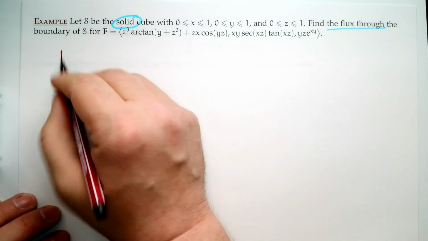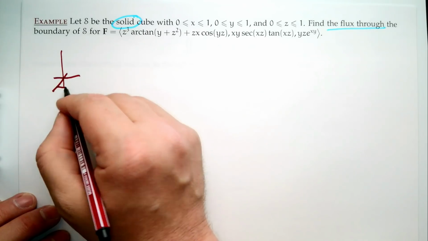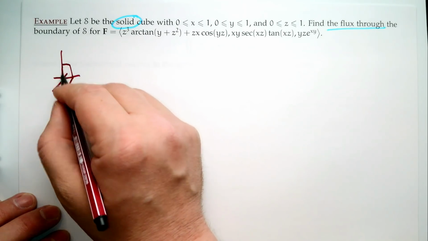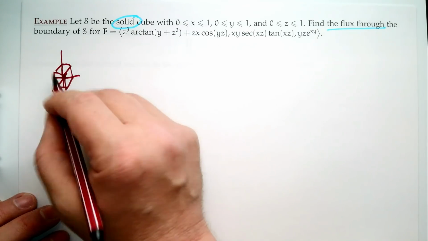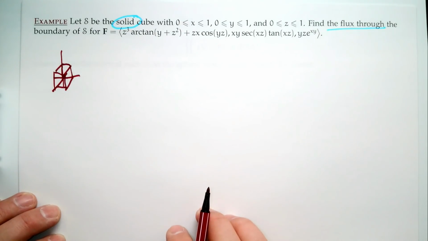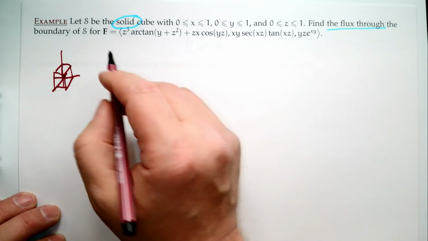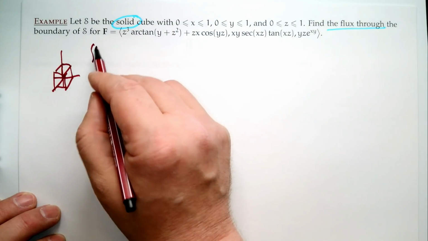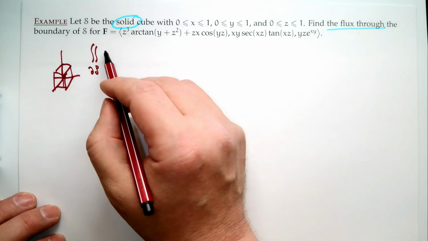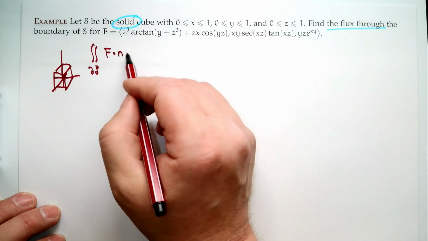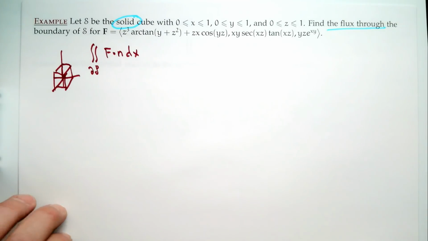Now, this is a pretty easy shape to draw because cubes are not too hard to draw. That's not the best looking cube, but that's a cube. So we're looking for the integral through the boundary of our surface of F dot n. When we talk about flux, flux is the integral of F dot n. So that's what we're after.